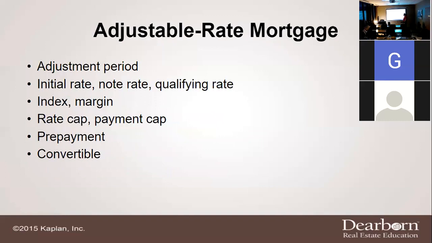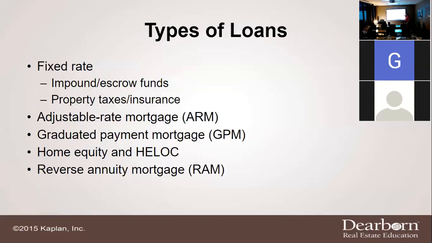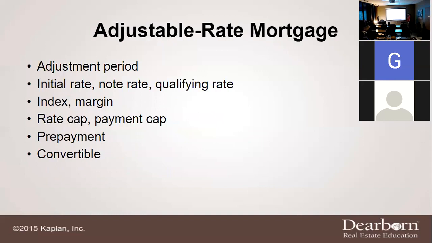Now, of course, like we talked about here, we're going to talk about these as we move forward. In regards to an adjustable rate mortgage, it's an ARM, and they often will refer to it on the exam as an ARM. And we're not talking about an arm, we're talking about an adjustable rate mortgage. Okay, so there are adjustment periods. And what happens is you have an initial rate, a note rate, and then your qualifying rate.